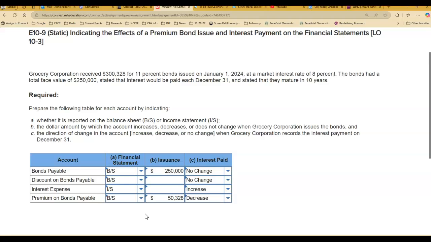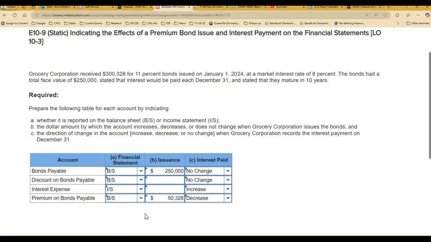Let's look at the interest expense. The interest expense is going to show up on the income statement, and when the interest is paid, it's going to increase. So watch a couple of things here. We're going to actually walk this through just a little bit. Then you've got the premium on the bonds payable. The premium on the balance sheet is going to show up at $50,328.